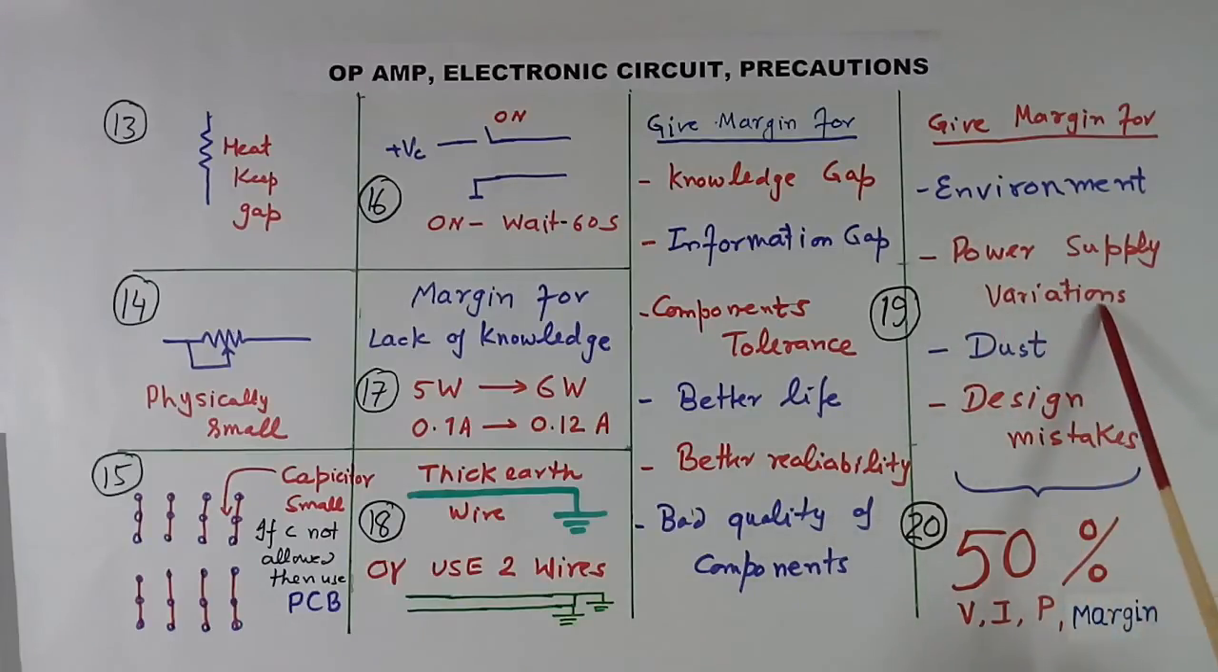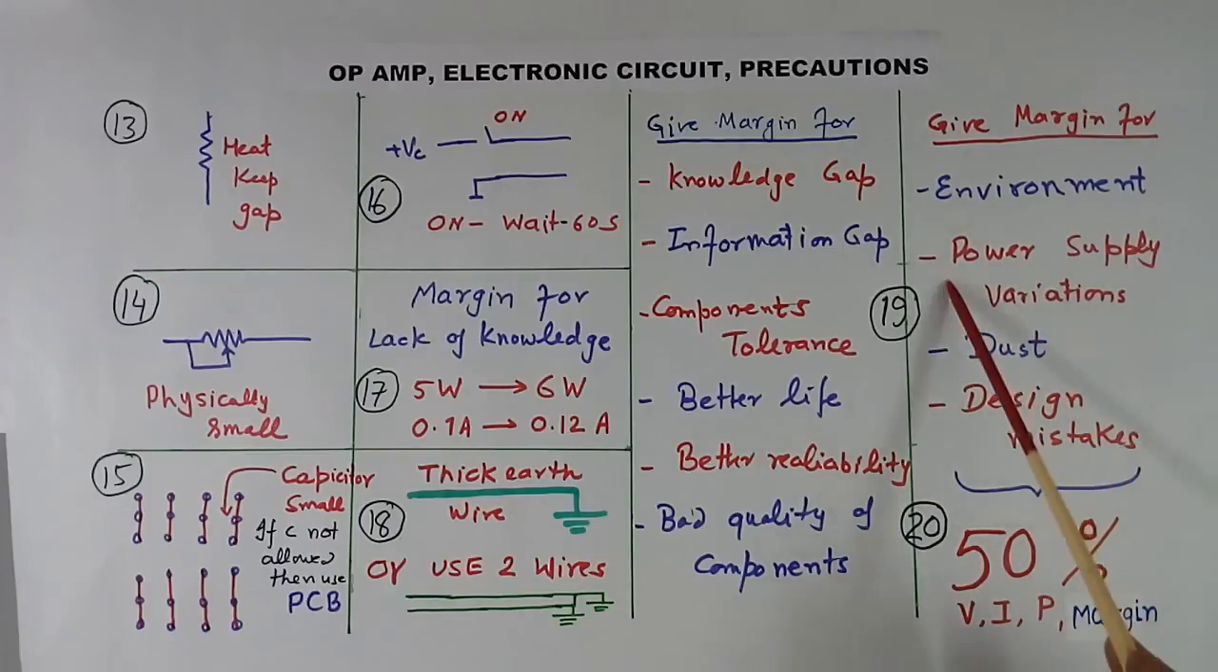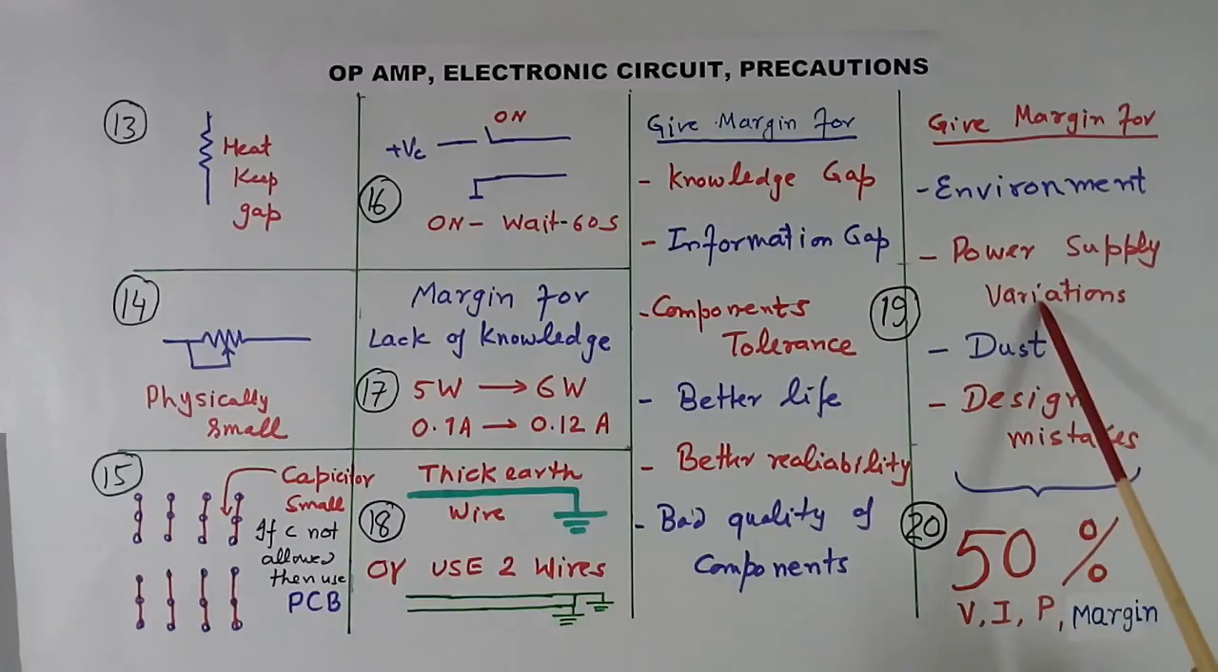Then power supply variation. Generally the power supply will not be stable, a lot of variation will be there, even regulated ones will have some variation. So give margin for that. For example, suppose in the catalog it is written that this IC will work up to a maximum of 10 volt. Then don't use 10 volt, use only 8 volt. Then dust, a lot of dust will come. You have to give margin for that.